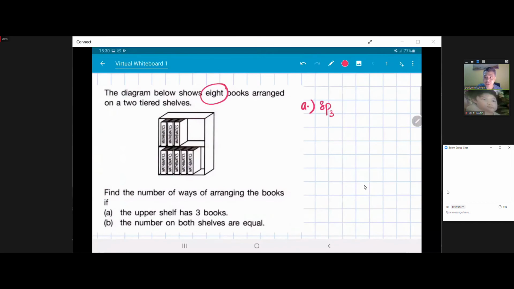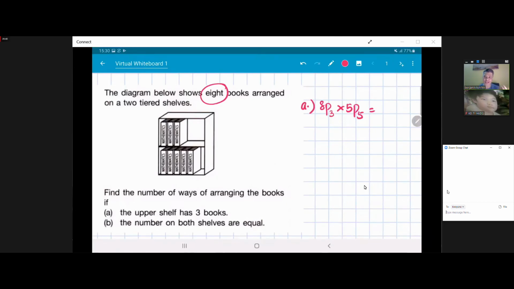Okay, but wait, not finished yet. Because once you've done that, what about the bottom? Because you can't say 8P3 and that's it. No, because the bottom you have to arrange. Because in permutation, the arrangement is important. So at the bottom, you're going to take another 5P5, then you multiply. Boleh faham tak? You got to count the bottom as well. Which means from the total 8, you arrange 3 on top. Then you got your balance. Your balance 5, you arrange at the bottom.